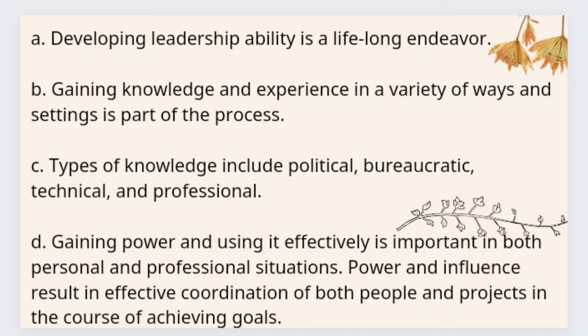C. Types of knowledge include political, bureaucratic, technical, and professional. D. Gaining power and using it effectively is important in both personal and professional situations. Power and influence result in effective coordination of both people and projects in the course of achieving goals.